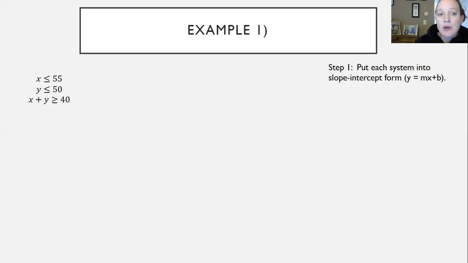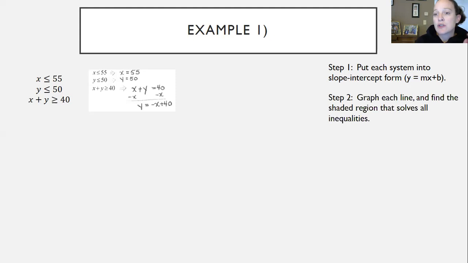Now, these two, x less than 55 and y less than 50, are just going to be vertical and horizontal lines. So they're already in their y equals mx plus b or their simplified form, but this last one, you have to move that x to the other side. And so there's the work. Notice that I took the inequality out because when I graph them, I want to make sure I have the correct graph, okay?